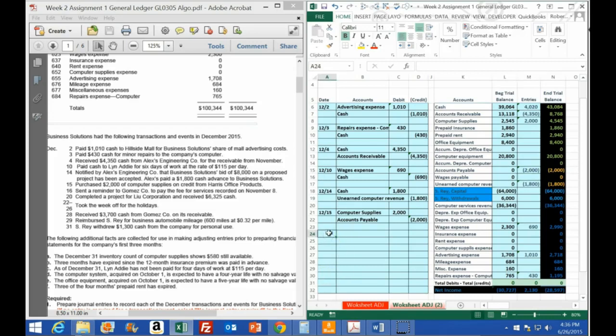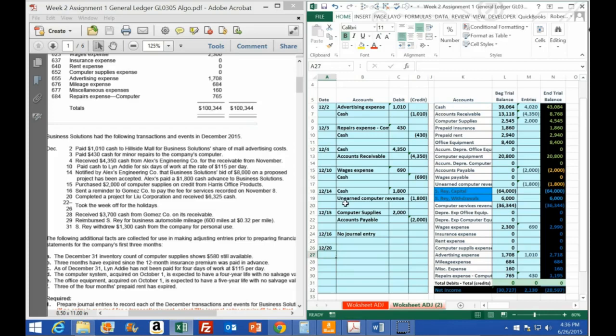So then we're going to go to 1216. Sent a reminder to the company to pay the fee for services rendered on November 8th. So we're saying, hey, could you pay us? Now, notice that we already earned the revenue. We haven't received the cash, so this is kind of a tricky one. There's no journal entry at this time, but we're just sending out reminders. That's something that would commonly be done within the business setting to try to collect on our receivables.